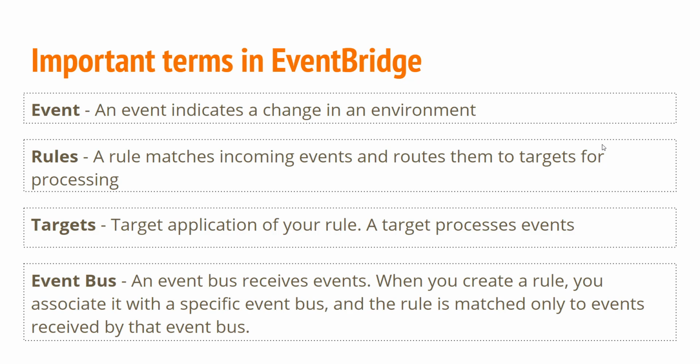Then the last one is event bus. An event bus receives events. So when you create a rule, you associate it with a specific event bus, and the rule is matched only to events received by that event bus. A rule cannot be created standalone. It should have its parent as an event bus.